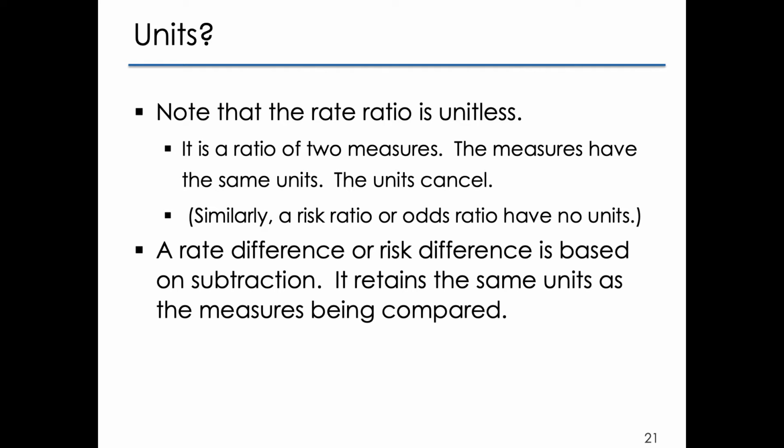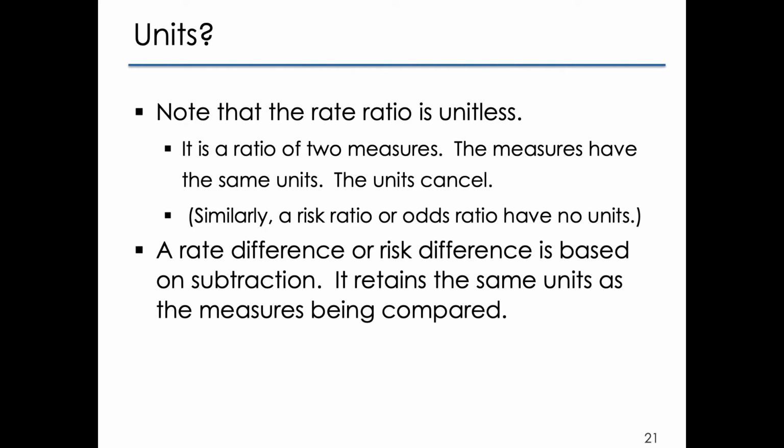So thinking about the rate ratio, note that the rate ratio is unitless. It is a ratio of two measures: the incidence rate in the exposed or treated and the incidence rate in the unexposed or untreated. So those measures have the same units, and therefore if you take a ratio of two measures with the same units, the units cancel, and the result is a unitless ratio. Similarly, a risk ratio or odds ratio has no units.